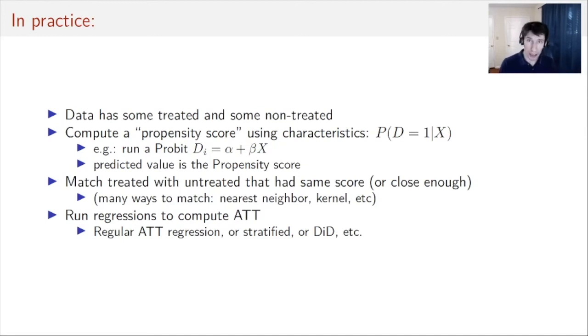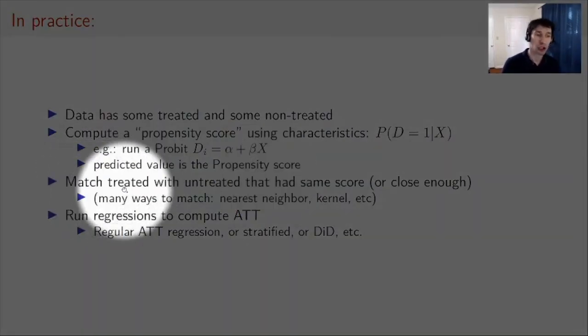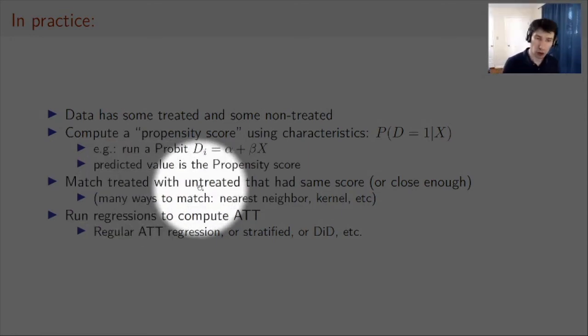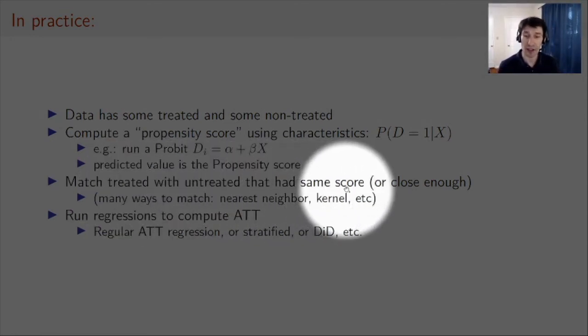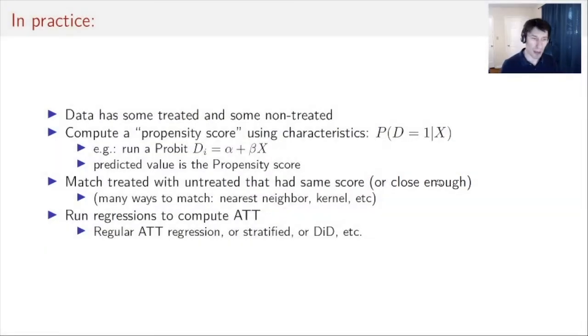So once everyone has a propensity score, what do you do? You match. You try to match treated individuals with untreated individuals that had the same score or a score that was close enough. And there are many ways to match. You can match by nearest neighbor, you can do kernel matching, etc. We don't need to get into that. The notion is you find control observations that have the same or a similar propensity score as the treated observations.